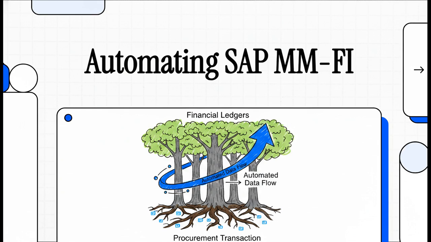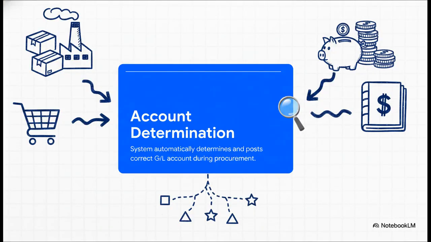By the end of this explainer, you're going to see exactly how data flows from the deepest, darkest roots of a procurement transaction, all the way up to the flourishing canopy of your financial ledgers. Let's get started. So, what actually is automatic account determination? Let's dig into the soil of SAP for a second.